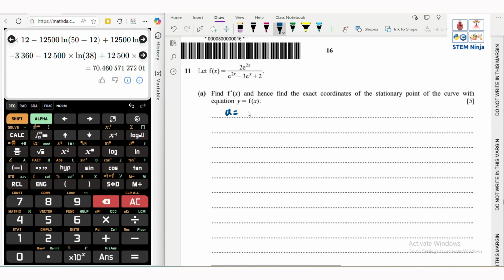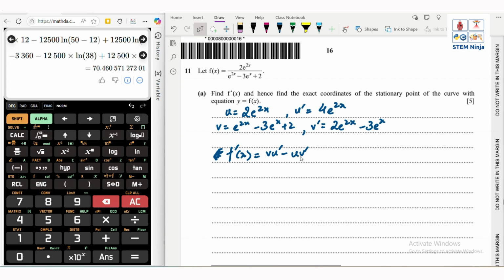So u is equal to 2e raised to the power 2x. u prime would be 4e raised to the power 2x. v is e raised to the power 2x minus 3e raised to the power x plus 2. v prime would become 2e raised to the power 2x minus 3e raised to the power x, and that's it.